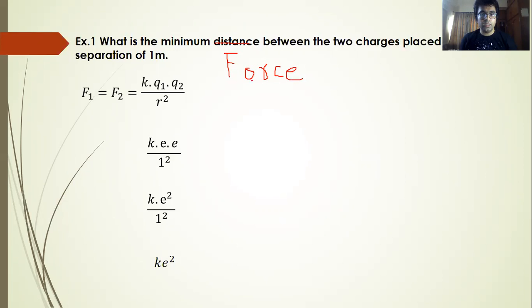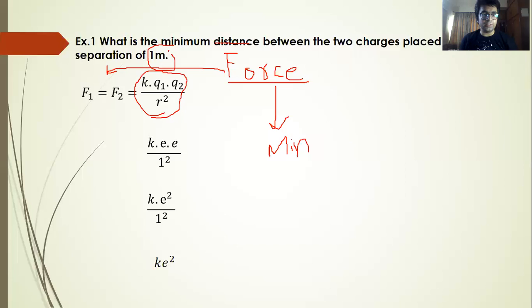1 meter. As we know, the formula of force by Coulomb's law is equal to K Q1 Q2 upon R square. Now to get the minimum force, we have to see the equation first. We know the separation of the two charges is 1 meter. So separation is fixed. Now the product of charges is variable, and we have to find the minimum force.